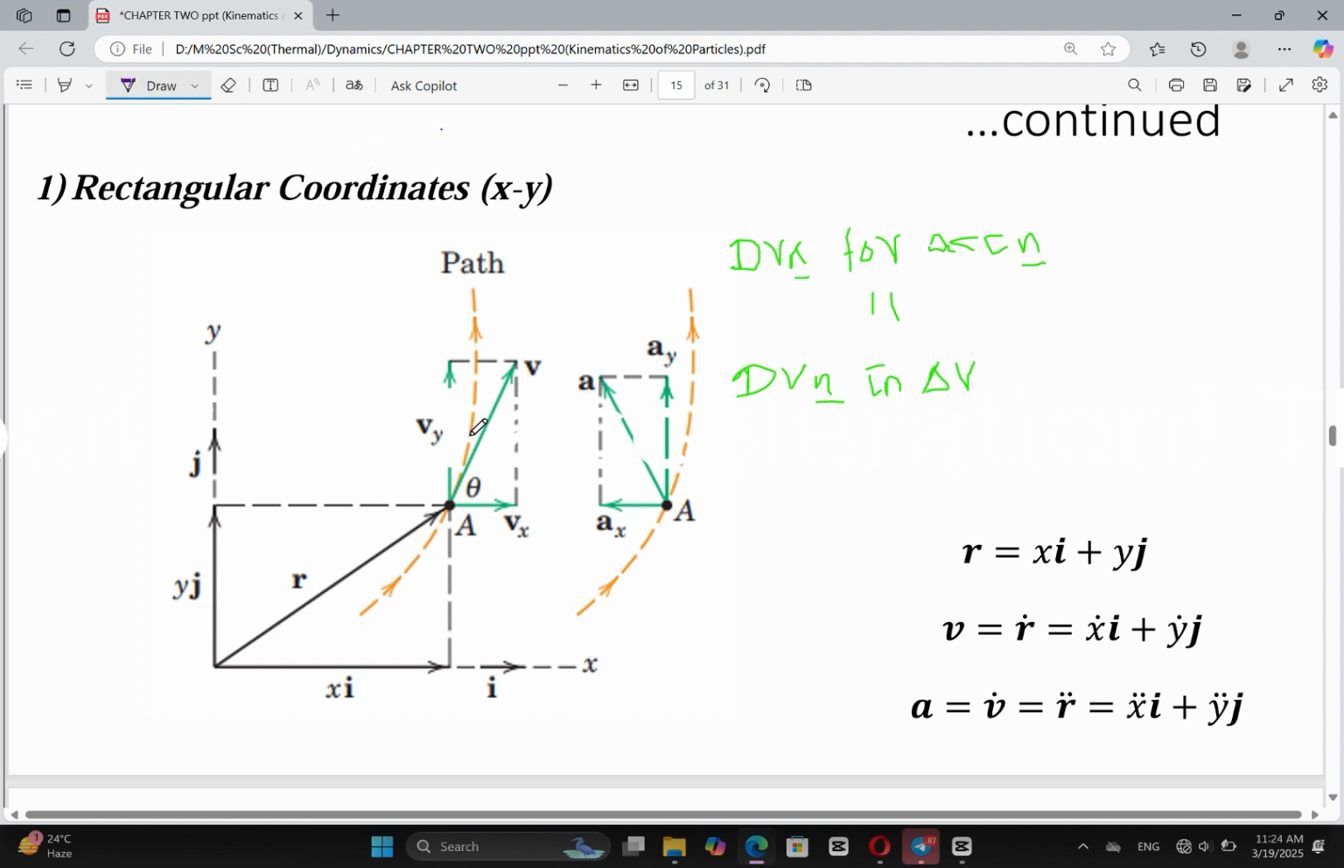I hope you can now visualize motion of a particle along a curve in terms of velocity and acceleration.